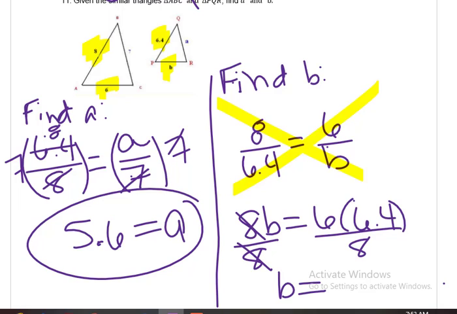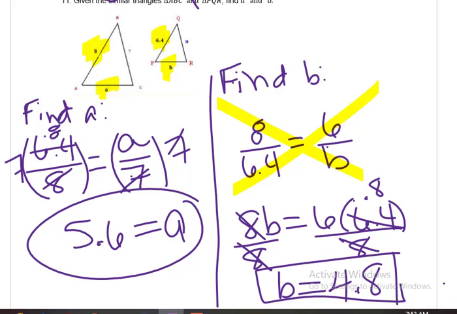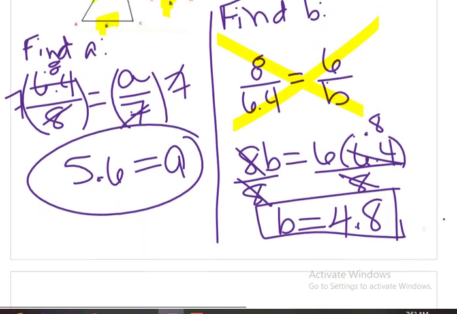B is equal to 8 goes into 6.4, 0.8 times 4.8. So there would be my answer. A is equal to 5.6 and B is equal to 4.8.